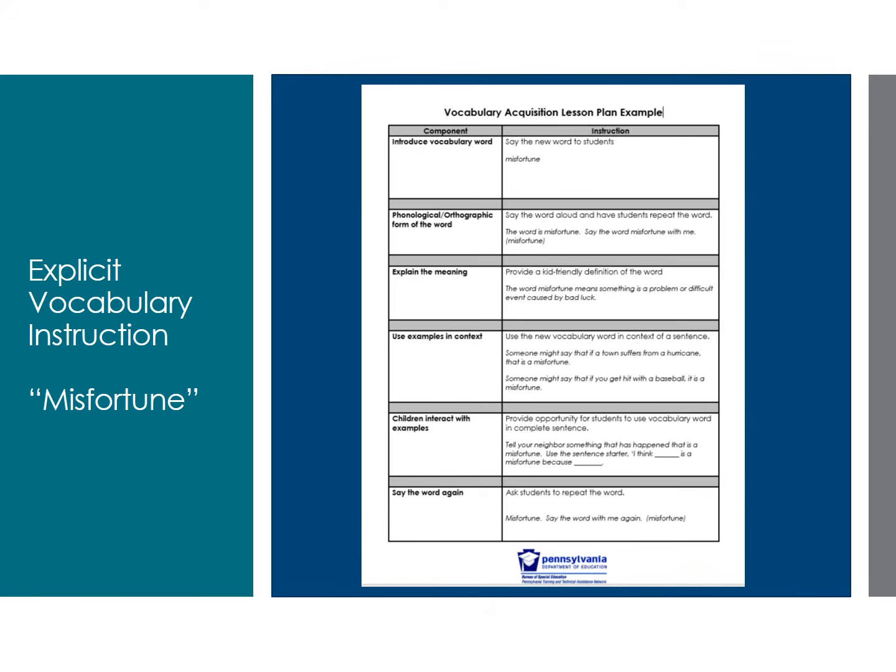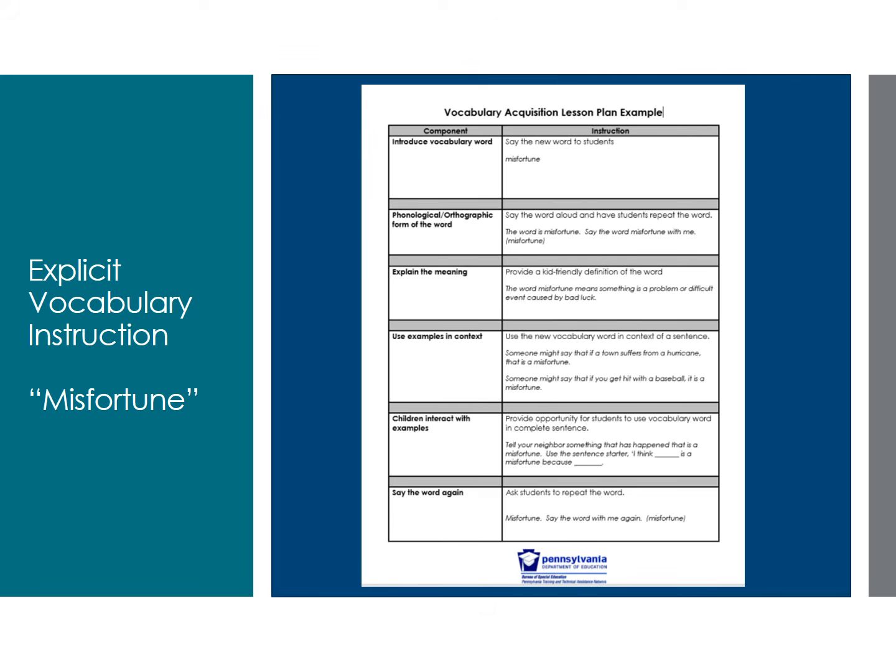Step 4. The teacher uses the example in context of a sentence. Someone might say that if a town suffers from a hurricane, that it is a misfortune. Someone might say that if you get hit with a baseball and it breaks your glasses, it is a misfortune.